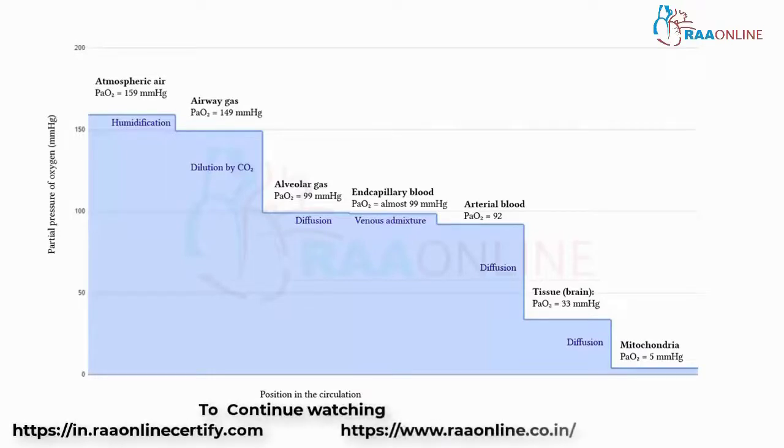Now, how are we arriving at these values of 159, 149, 99, and so on? Let's look at that in detail.